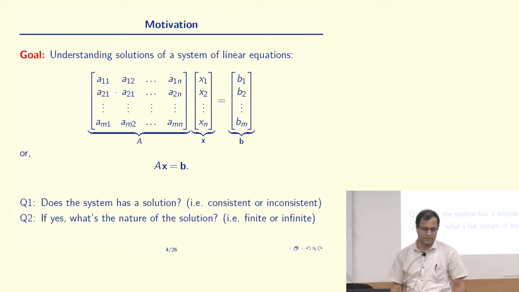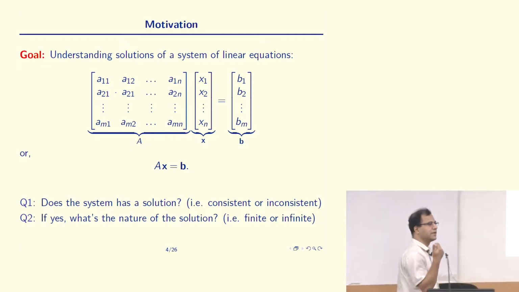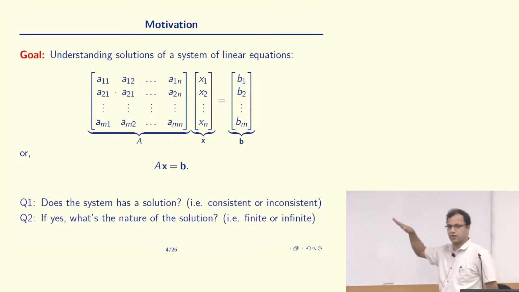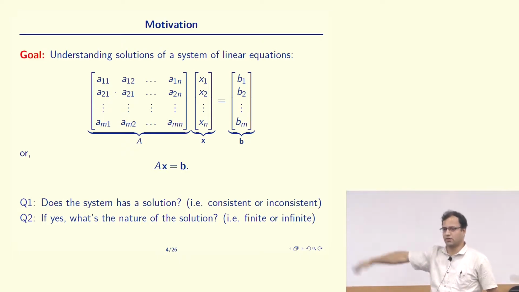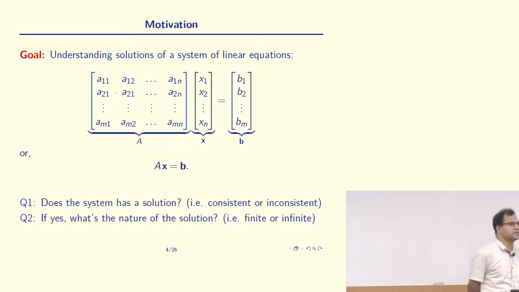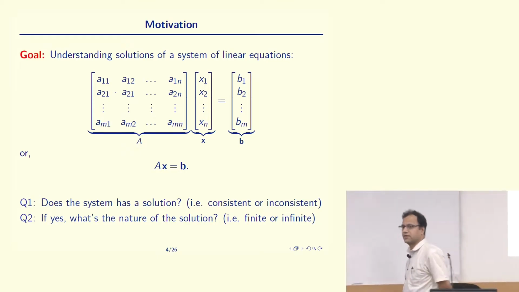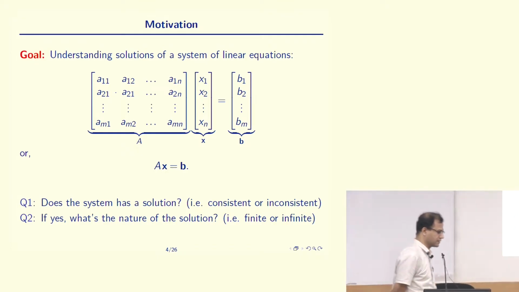So what we want to understand in linear algebra is the solvability of such equations. Whether we will get a solution of such system of linear equations or not. So that actually leads to the question whether the system is consistent or inconsistent. Consistent means it will have a solution. Inconsistent means it will not have a solution. So that's the first question we ask. What the second type of question we ask? If there is a solution, whether the number of solutions are finite or infinite. Okay, so that's the second type of questions we ask.